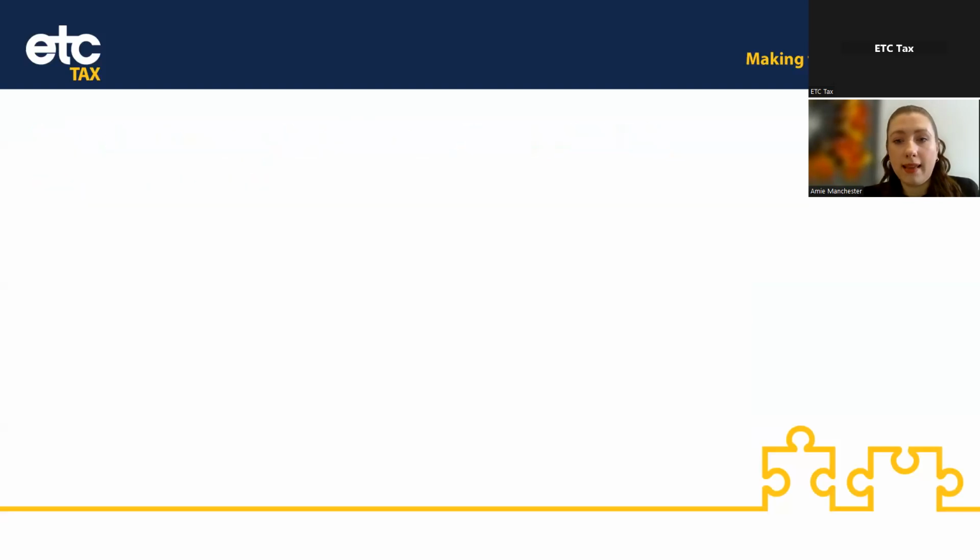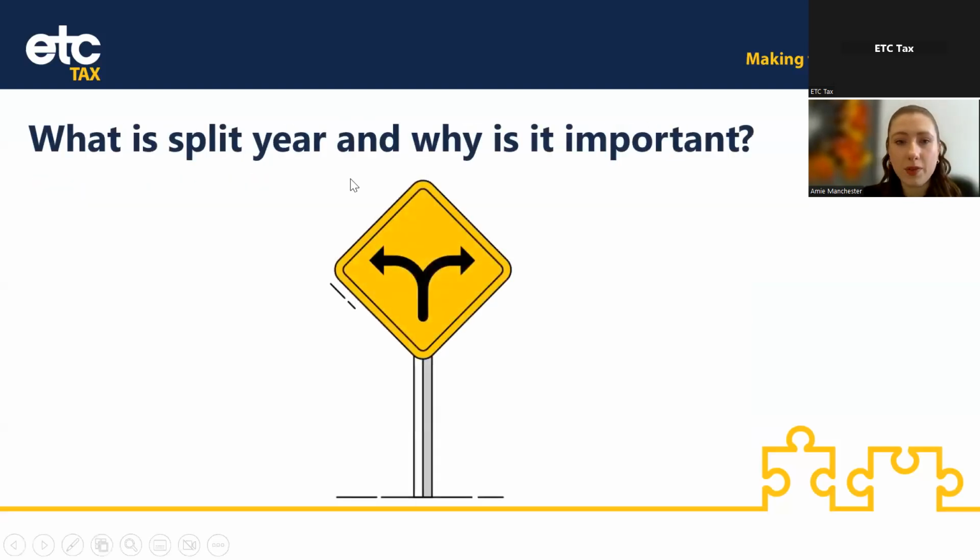So I'm hoping that makes sense. Just to move on and have a look at split year and why it is important. So just to explain what split year treatment is: where we have an individual that is either arriving in the UK or leaving the UK partway through a tax year, we can look at the split year cases to see whether the tax year can be split into a period of residence and non-residence.